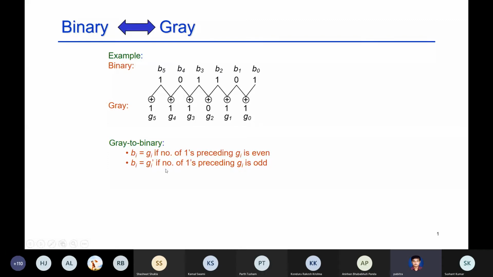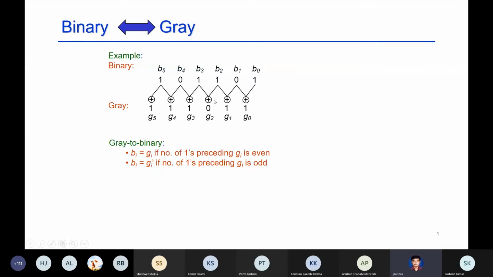So the rule is as follows. To find bi, you look at the number of preceding ones to bi in g. You look at the bits i plus 1, i plus 2, up to the most significant bit, and count how many ones there are. If that number is even, then bi is a copy of gi. And if the number is odd, then bi is gi prime, the complement of gi. Okay, so this is the rule.